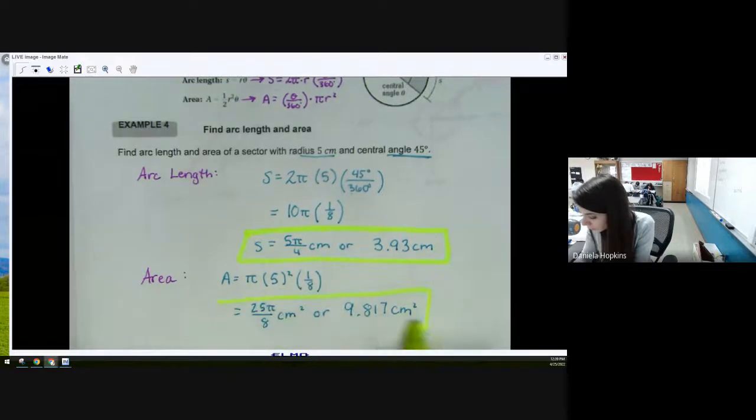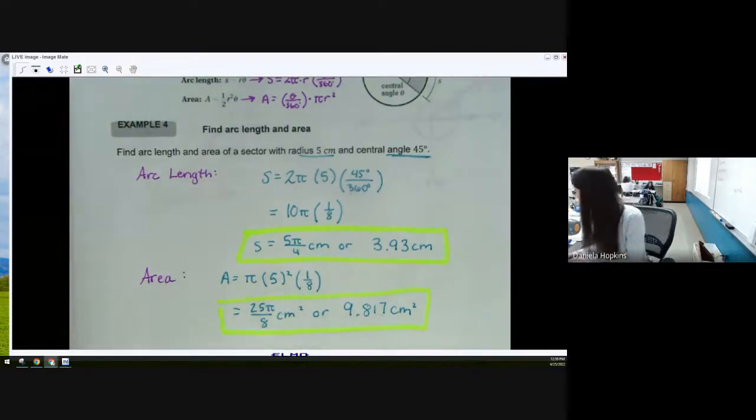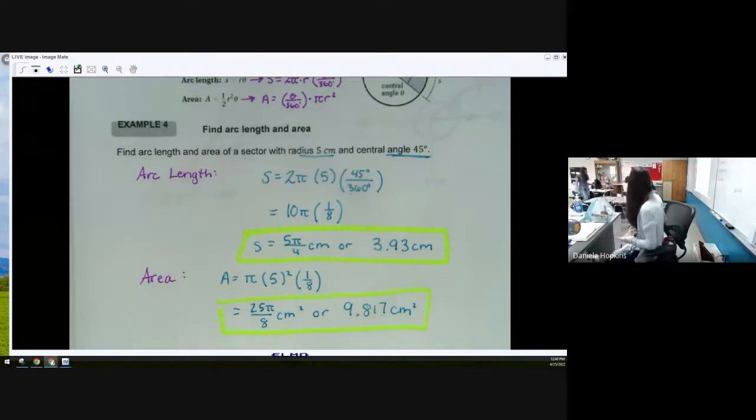I do want units. Area is a 2-dimensional unit, so it's squared. An arc length is a 1-dimensional unit because it's technically a line, so it's not squared.